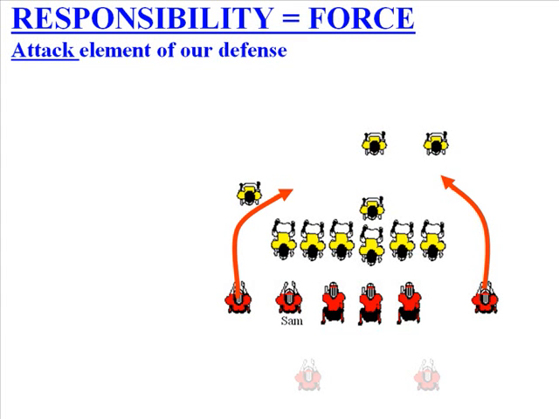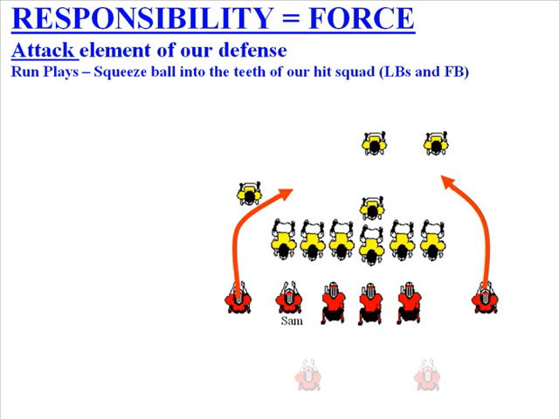Okay, so you see the arrows here. Basically what you're going to do is take 2 steps up and rush the quarterback and react to the run. Now if it's a run play, you're going to squeeze the ball into the teeth of our hit squad, our linebackers and our free backer, our Fred, the 2 linebackers and some would call the safety. Okay, but on a run play, you're going to push it back in. We don't play quite a pure contain. Okay, if they do get outside of you, we want you to force them over to the sideline. Okay, but you are providing the attack portion.